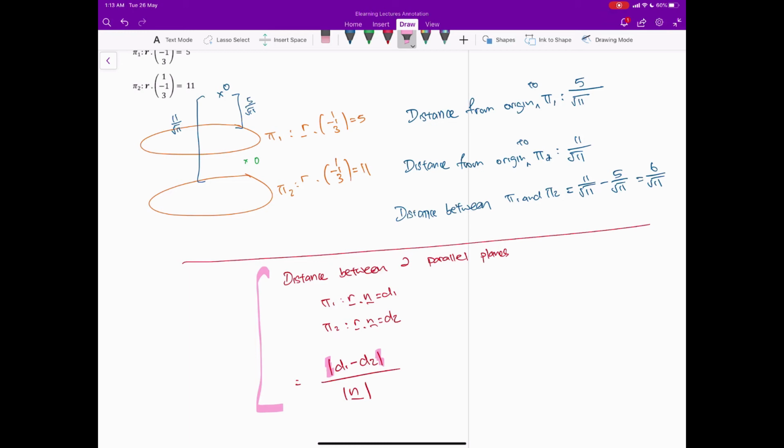If you really are a student who cannot remember the formula, then I suggest you revert back to the first method that we used. Let a point lie on plane 1 or let a point lie on plane 2, then find the shortest distance between the point and the other plane. That will help you to still find the distance between two planes. So that's all for vector 3. I hope you should be able to derive this quickly.